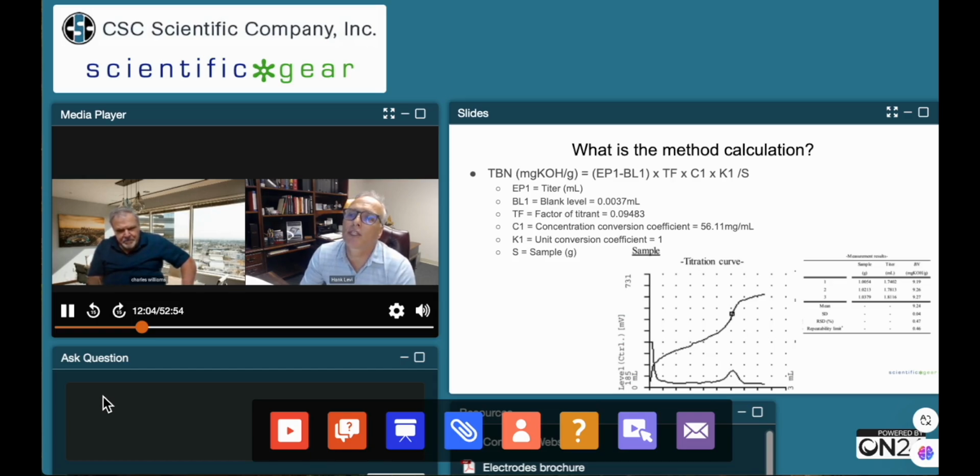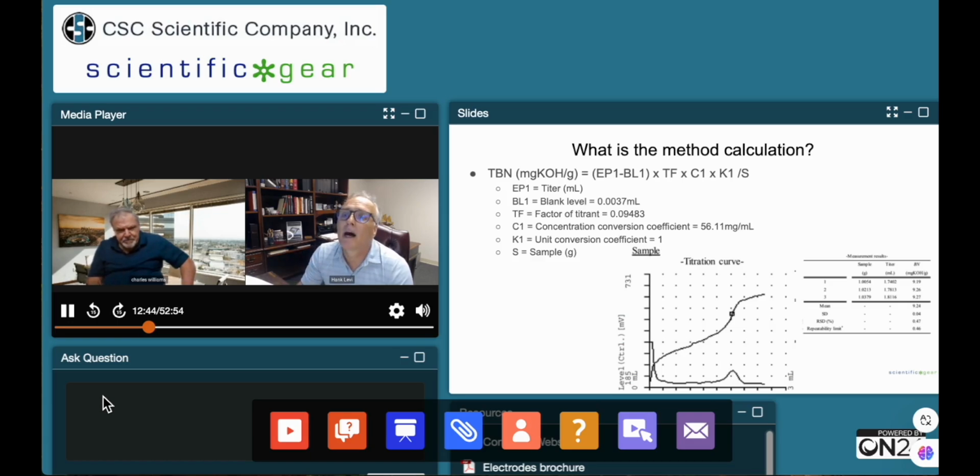C1, concentration conversion coefficient, 56.11 milligrams per milliliter. This is the KOH. It's the sum of the atomic weights of the KOH: potassium is 39.1, oxygen is 16, and hydrogen is 1. So you add those three up and you get 56.11 milligrams per milliliter for your KOH. So it's not a number that's out of nowhere, right?